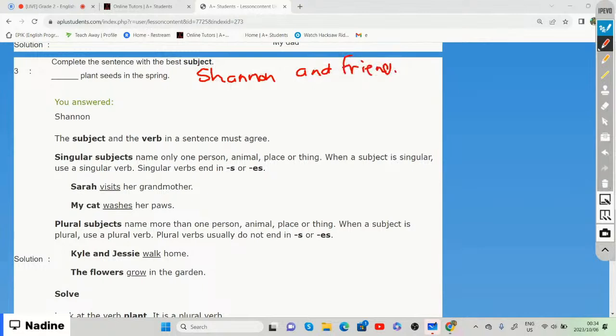So we can basically say Shannon and friends, and friends, they plant seeds in spring. So Shannon and friends, they plant seeds in spring. And remember we said with a plural verb or plural subject, we do not add an s or es.